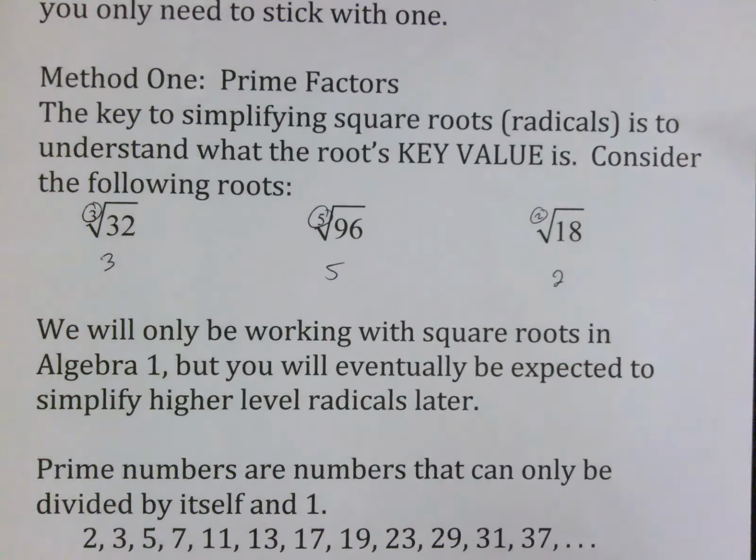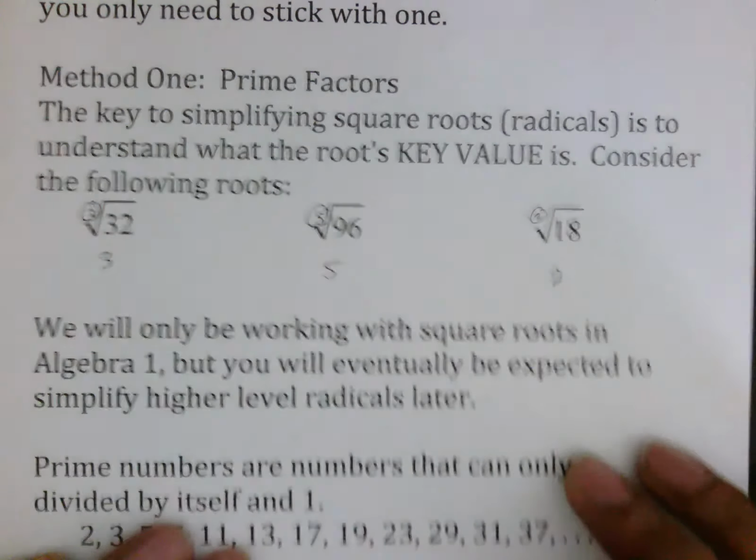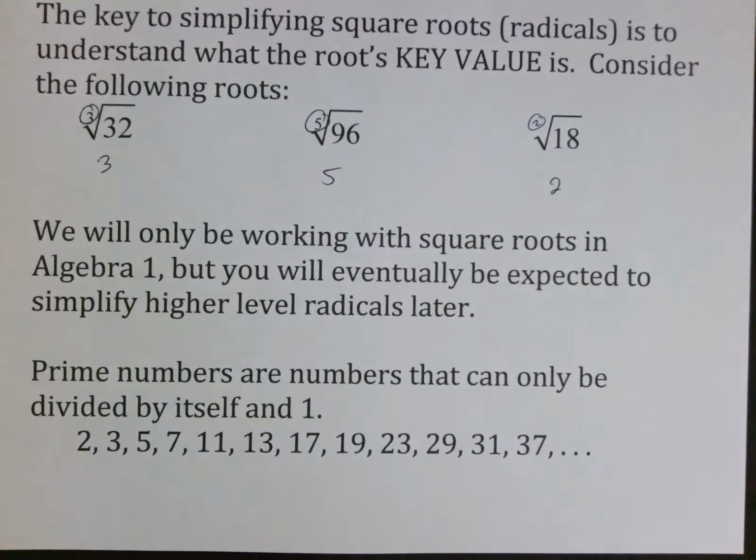So once you understand what the key value is, that's the first part. Next thing you've got to do is understand what prime numbers are. Prime numbers are numbers that can only be divided by itself and 1. Here's a list of those numbers: 2, 3, 5, 7, 11, 13, 17, 19, 23, 29, 31, 37. Notice that there's only one even number, because 4, 6, 8, 10, 12 can all be divided by 2. So again, 3 is by itself, 5 is by itself, and so on. Also notice that 1 is not prime. By definition, 1 is not a prime number.